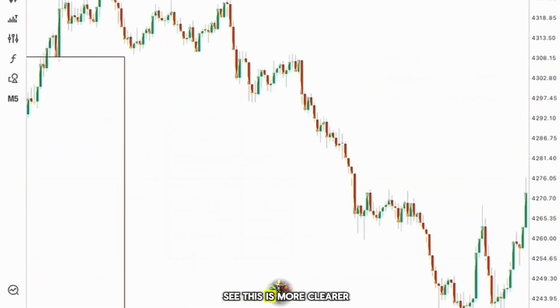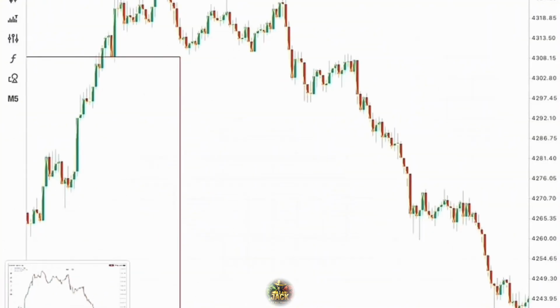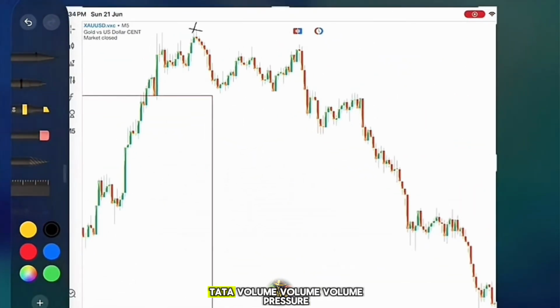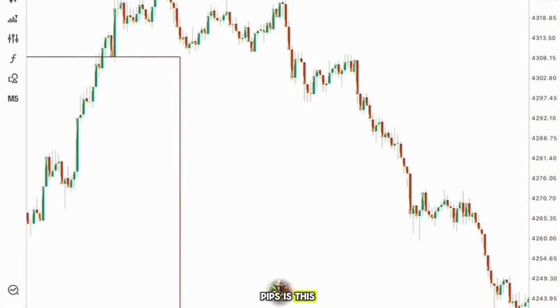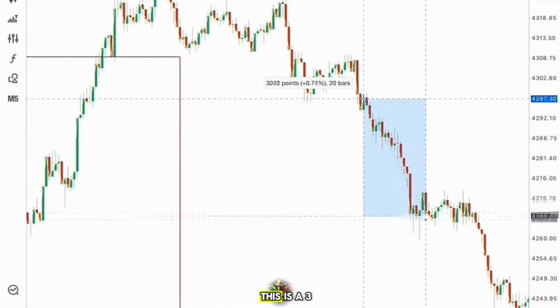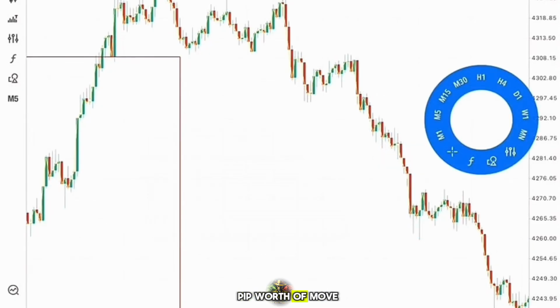See, this is more clear. This is the bids, data, volume, pressure. Once you see this part, you can already enter for a sell. Then boom. How many pips is this? This is 370 pips. 370 pips worth of move.